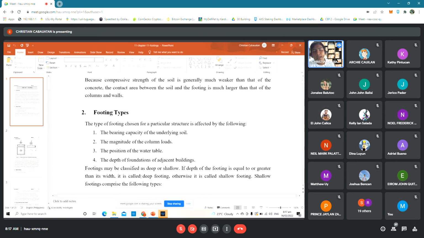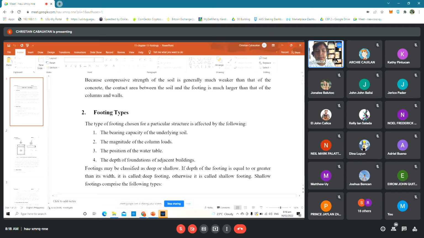If you have questions, you can ask, so that your other classmates will also be enlightened or can add to their ideas from the questions we raise. Okay? So, footings may be classified as deep or shallow. What is the difference of the two? If the footing is classified as a deep footing, its depth should be equal to or greater than its width. Its depth is greater than or equal to the width, or the length, of your footing.